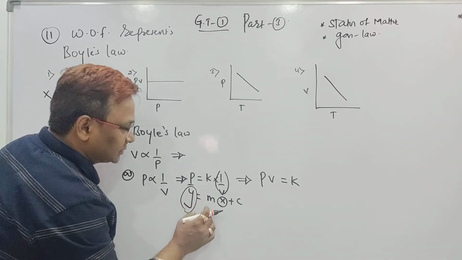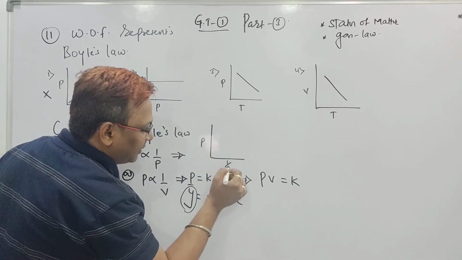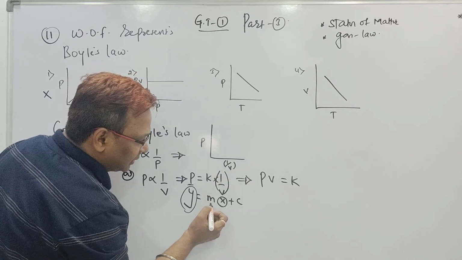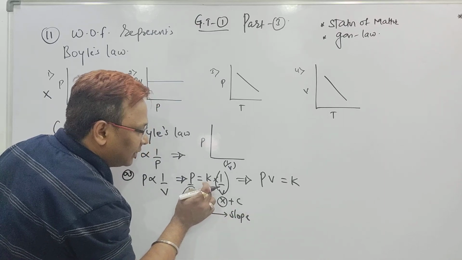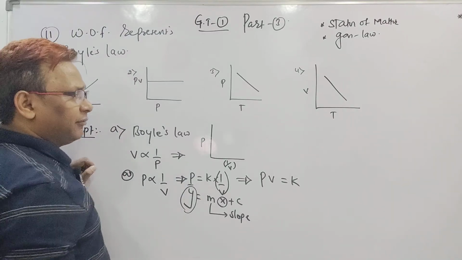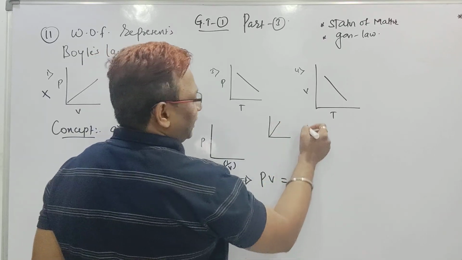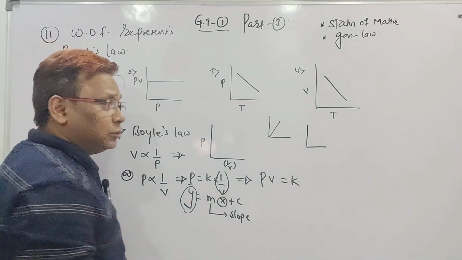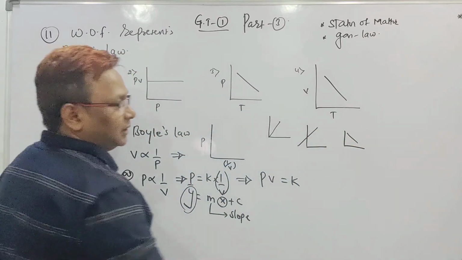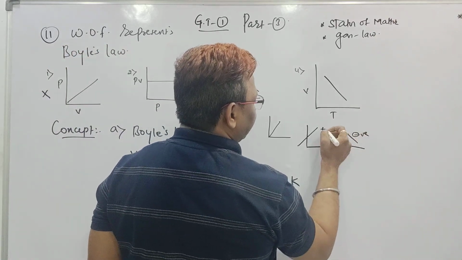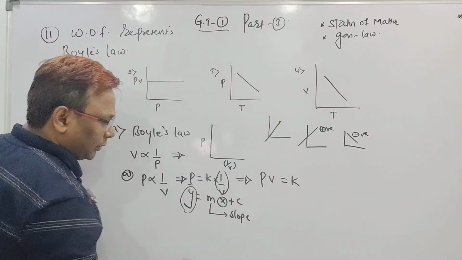If I want to draw the graph, on the y-axis P, on the x-axis 1 by V. Then what is this m? You know, m is called the slope. And slope is nothing but K, and K is a positive slope. For any graph, everybody knows that this is the line passing through the origin. When the graph has a positive slope, we make a line here, and when it has a negative slope, we make a line here. This is the line for negative slope, this is the line for positive slope, and this is the line passing through the origin.